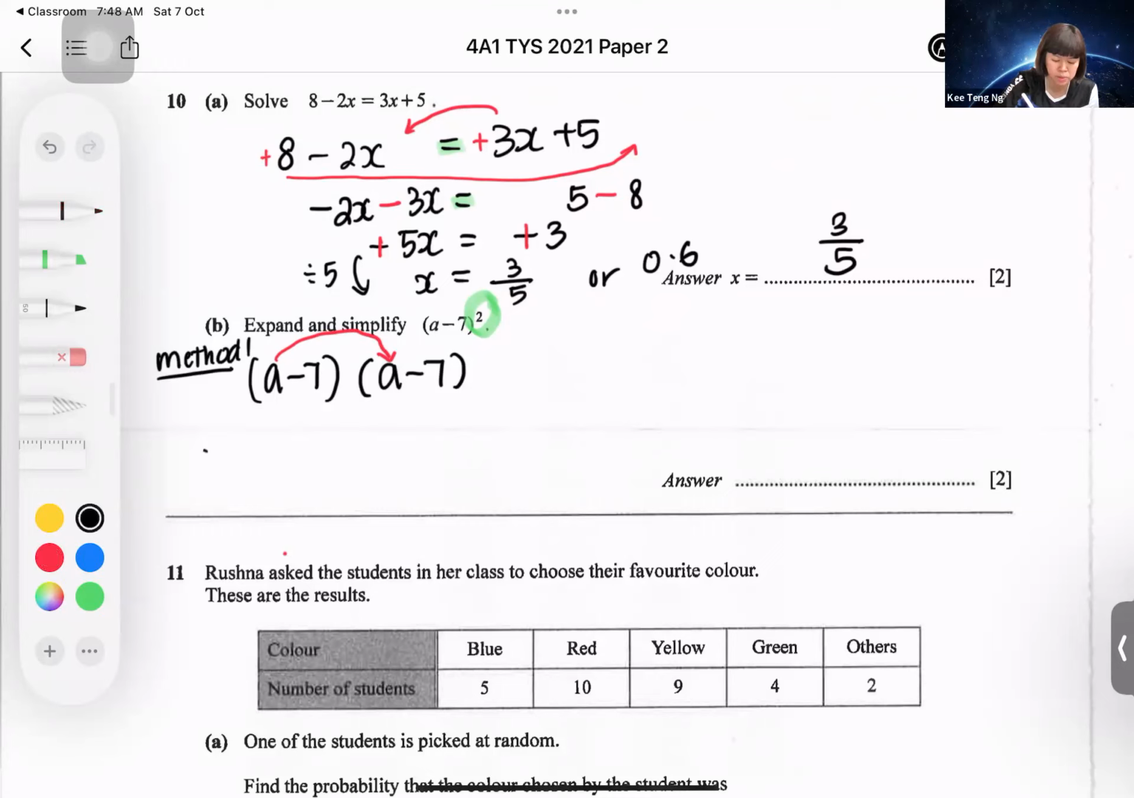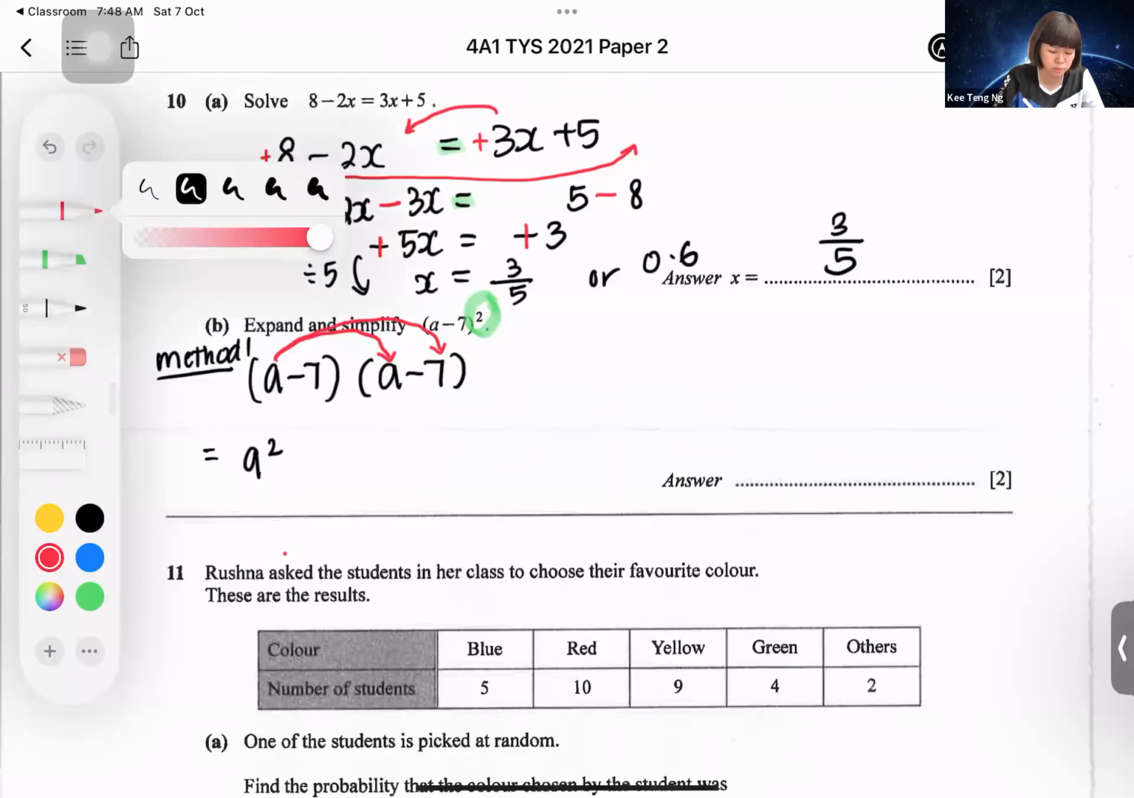So A times A, that will give you A squared. Then A to multiply to negative 7. I know many of you have a habit of drawing all the arrows first, then you go and multiply. But when you draw the arrows first, then you might have forgotten which one you multiplied already. So usually my habit is I draw one, I multiply one, draw one, multiply one, then write down one answer. So this one is A times negative 7, this will be negative 7A.